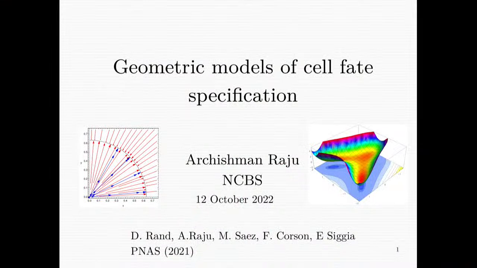Okay, thanks Sandeep, and it's very nice to be here, and I've had some great conversations throughout the day. Today I'll be talking about, as the title says, geometric models of cell-fate specification, and this work is done with the people mentioned on the slide. So let me get into it.